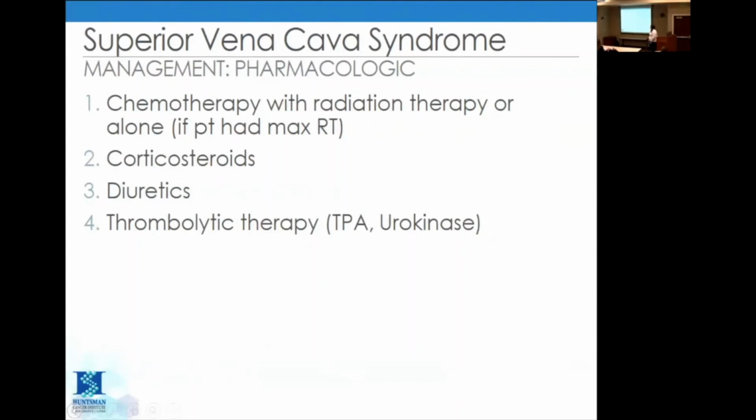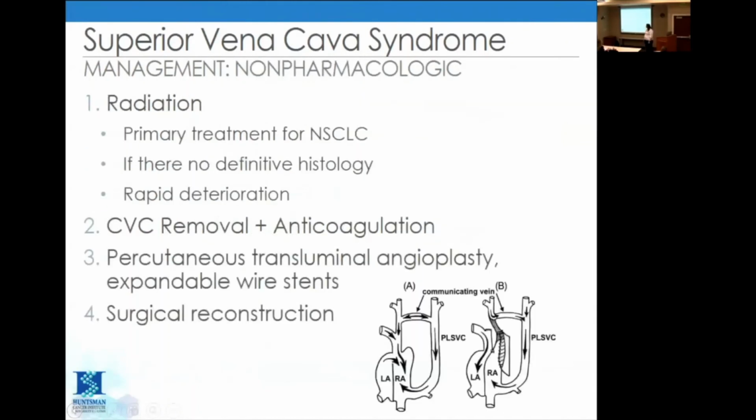Chemotherapy, radiation, obviously to shrink the underlying cause. In the case that it is a clot, we will use TPA. I love it when it's a clot. And we just use TPA and we're done with it, right? Almost always though, it's not a clot. Don't like it.